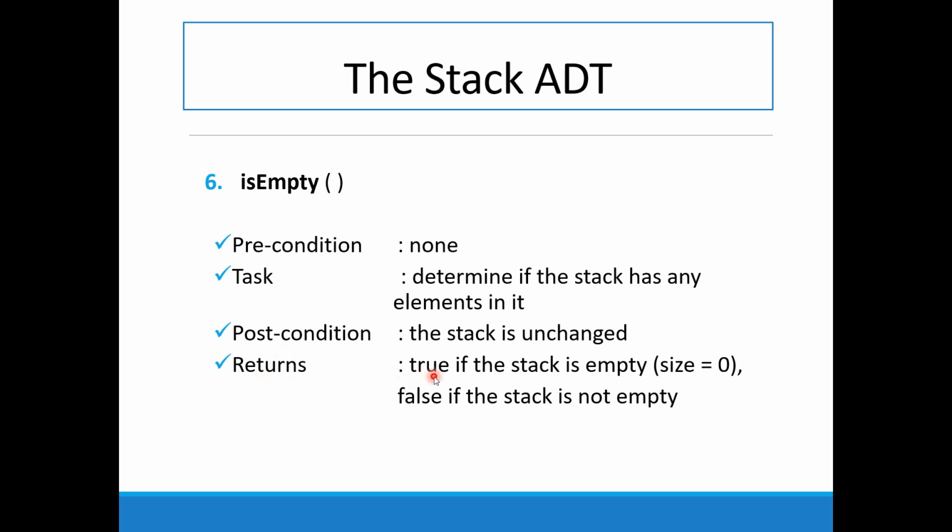Okay, ini tak melakukan apa-apa perubahan sebab dia hanya check saja adakah stack itu empty or not. And then return true if the stack is empty. Okay, so kalau size equal to 0, dia akan return true lah. Okay, size equal to 0, so meaning no data, empty. Okay, false if the stack is not empty. Kalau stack not empty, ada data, dia akan return false. So bila return false, baru kita boleh melakukan operation pop dan juga pick.